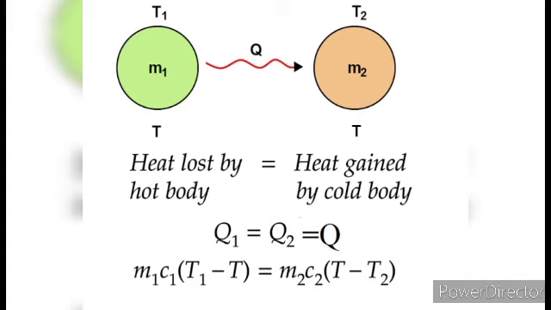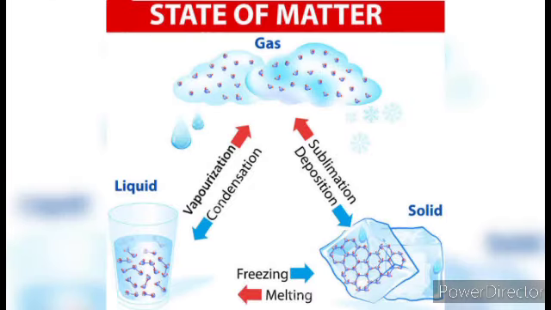Now, change of state or change of phase. So we know that solid to liquid is known as melting, liquid to gas is vaporization, gas to liquid is condensation, liquid to solid is freezing, solid to gas is sublimation, and gas to solid is solidification. So basically the change of state is this. The process of change from one state to another state at a constant temperature is called change of phase, and it is brought about by the exchange of heat.